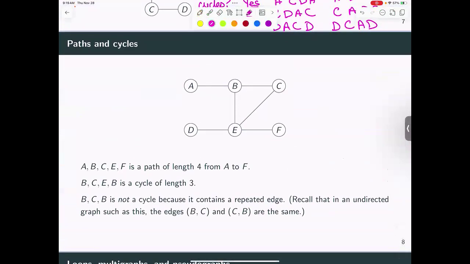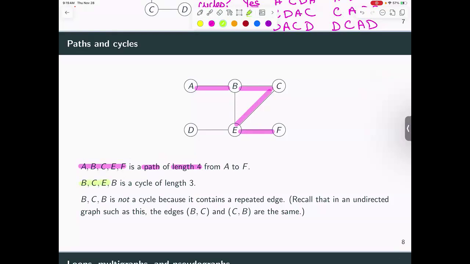If I haven't sufficiently confused you yet, let's look at A, B, C, E, F. We can see that this is going to be a path of length 4, A to B, B to C, C to E, and E to F. Fantastic. That will be length 4. It is a path, not a cycle, but it is a path.